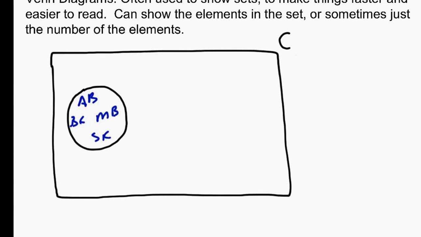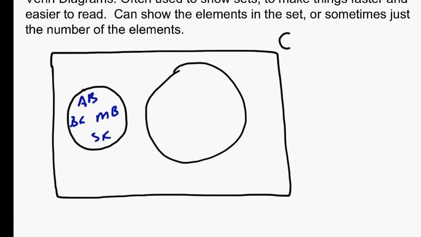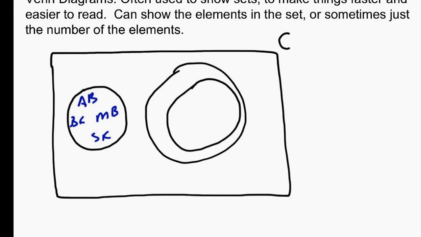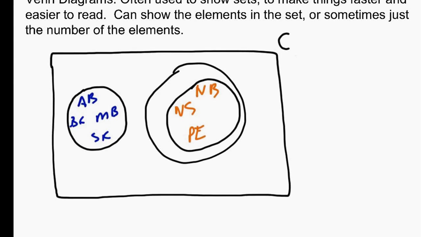Then let's say there's another eastern circle, which would be all of our eastern elements. But remember, within the eastern elements there were the 4 maritime provinces, so let's do those as a separate circle. Inside those, let's put New Brunswick, Nova Scotia, PEI, and Newfoundland. The only other two eastern provinces we haven't included so far are Ontario and Quebec.